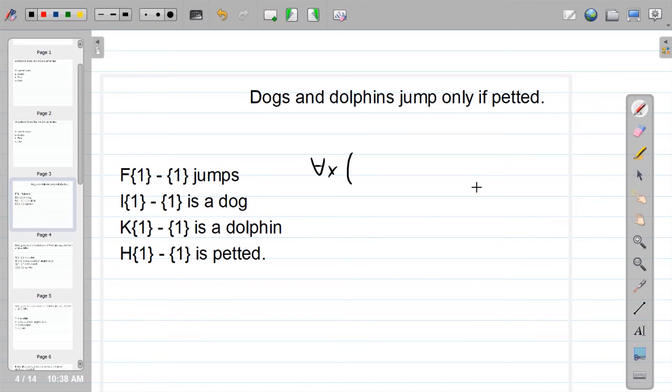So we'll say IX and KX. No, because now what have I said the topic of the sentence is? All those things that are both a dog and a dolphin. And there's none of them, right? As far as you can tell. And science has not gone that far yet, such that we have dog dolphins. So instead of the conjunct, what do we want? We want the disjunction. If something is a dog or a dolphin.